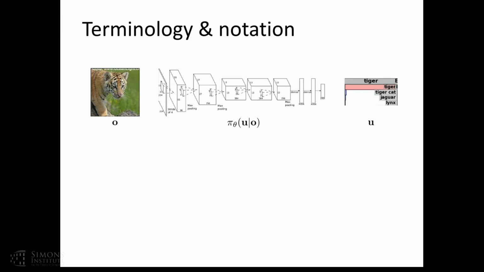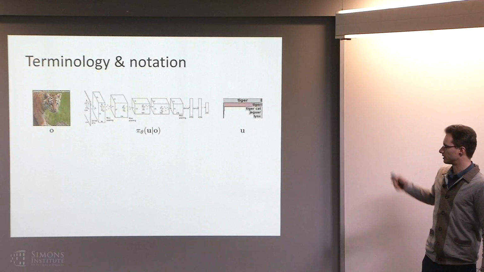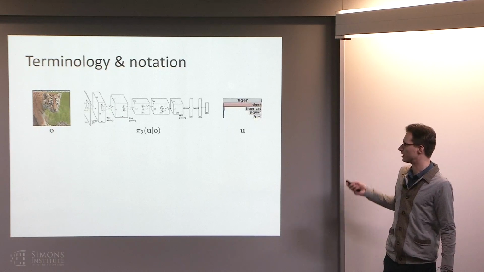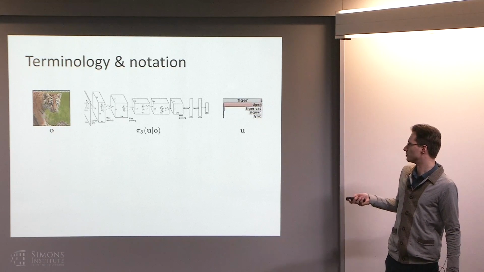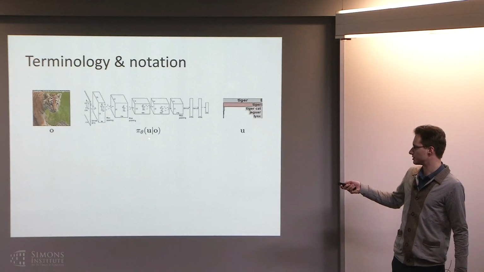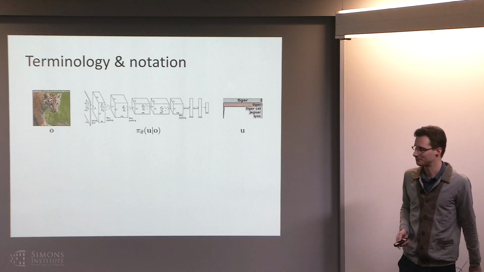For those of you that were here for Emma's lecture or already know some of this stuff, I apologize if this starts off kind of basic, but I just want to make sure we're on board with all the definitions. So in a classic supervised learning setup, we have some kind of input and some kind of output, and I'm just going to call the input O for observation. I'm going to call the output U. And then we're going to build some kind of model that predicts the distribution over U conditional on O.